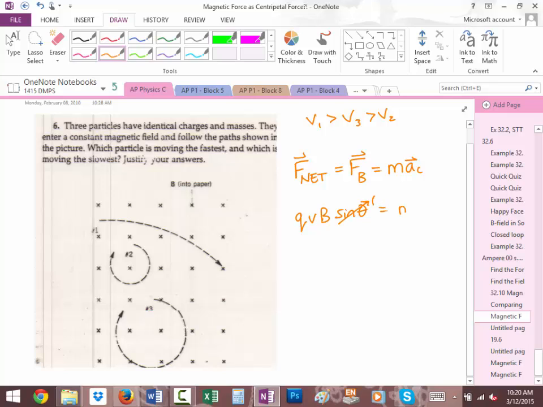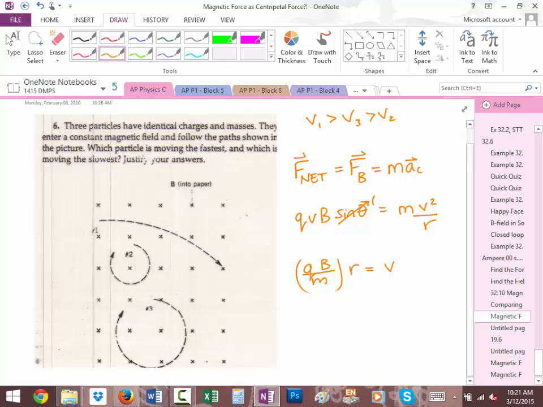The force equals m a sub c. What is a sub c? v squared over r. So really, we know that the masses are the same, and the q's are the same, and the B is the same. So we're trying to find a relationship between v and r, right? Does that make sense? So let's get the v's on one side, the r's on the other side, and see what happens. So if I have qB over m, I'm just going to write that all over there because I don't care about any of it, times r is equal to v. Is that okay?